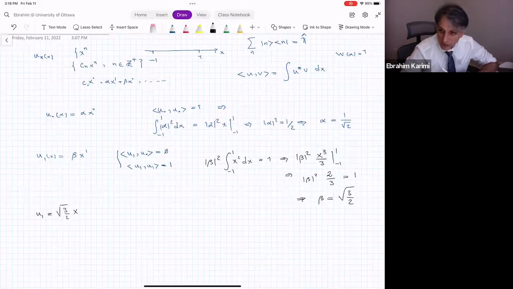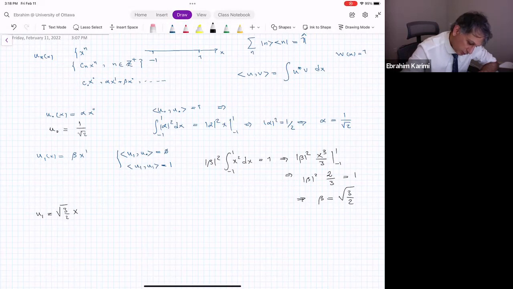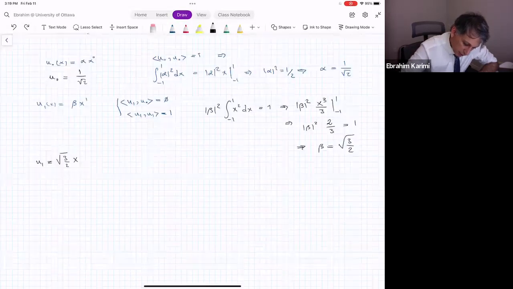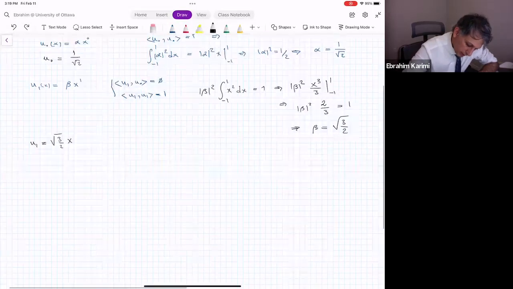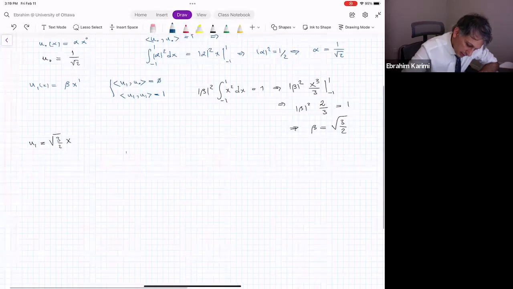And now we have to verify that u1 and u0 are orthogonal to each other. And remember that the u0 that we got from here is 1 divided by square root of 2 of x power of 0, which is 1. And now let's check whether u1 and u0 are orthogonal.